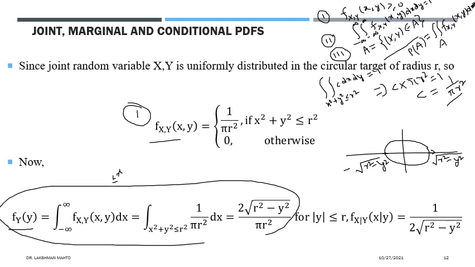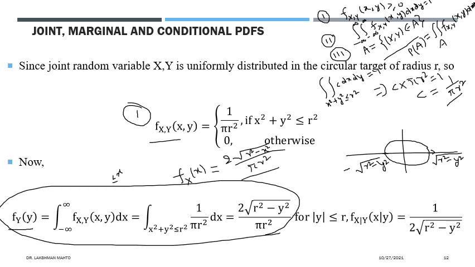Similarly, you can get the marginal density of x. Due to symmetry, the marginal density of x would be twice the square root of r square minus x square, divided by pi r square.